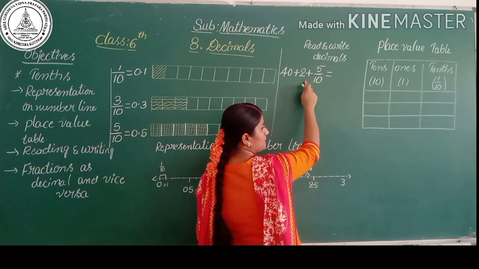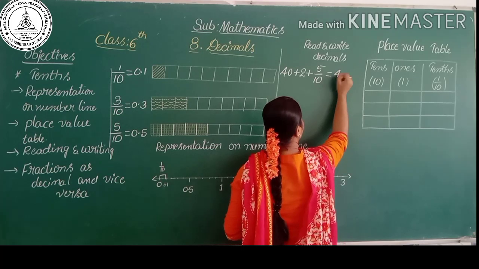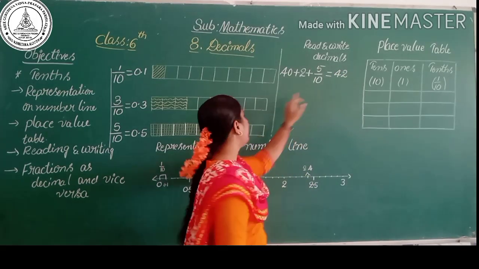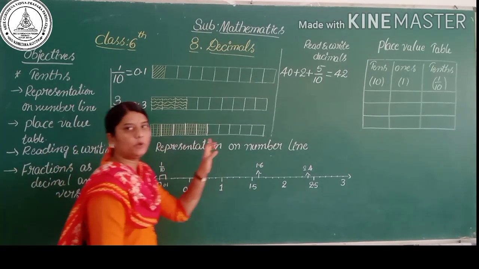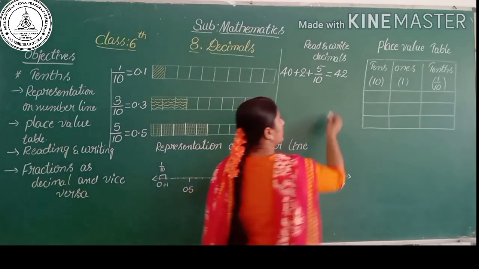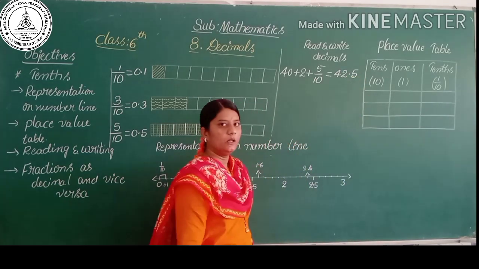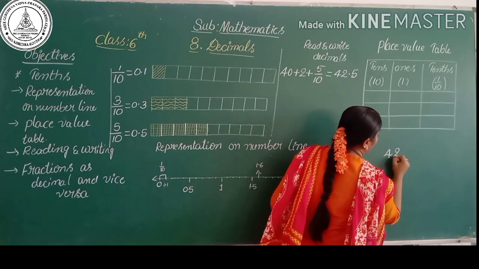So 40 plus 2 is 42, a whole number. Then write it here, 42, and 5 by 10. So 5 by 10, how can we write it? That is 0.5. So here keep the point and write the 5. Okay, as you can observe, 42.5.